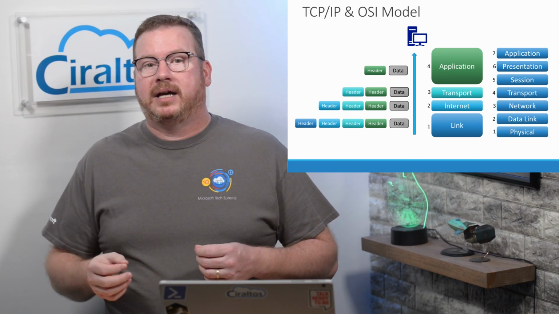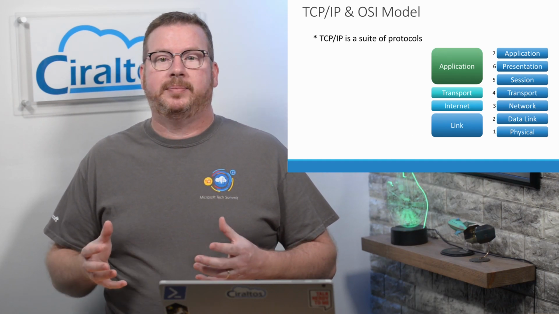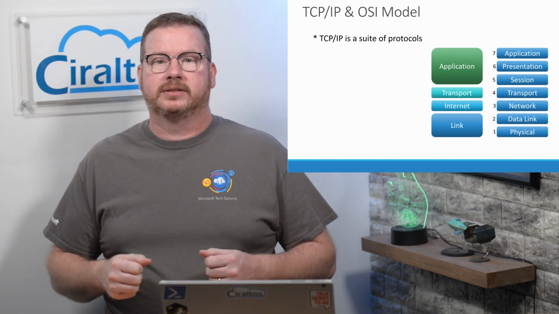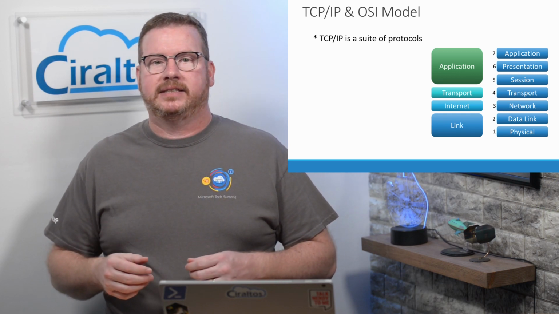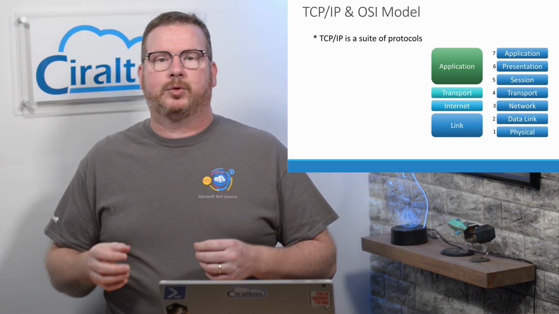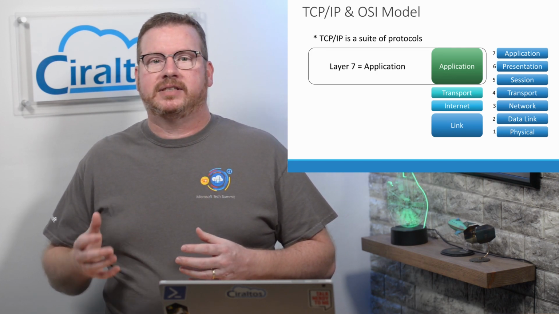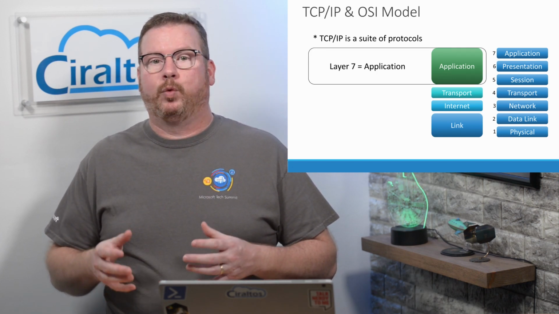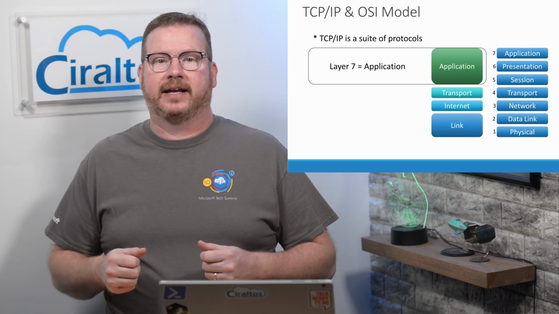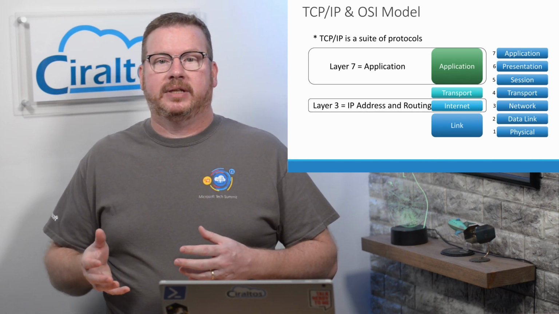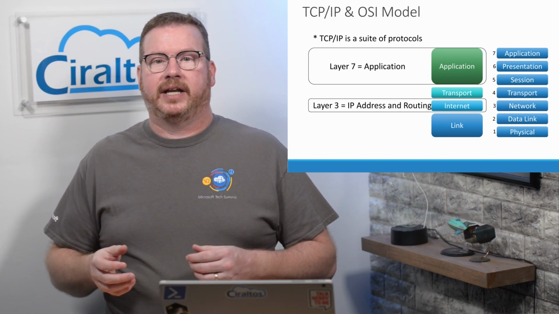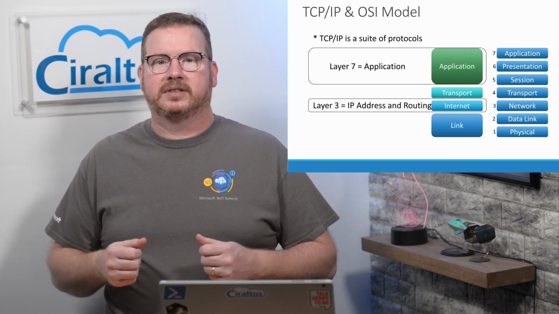Here's the takeaway. The OSI model is conceptual, while TCP/IP is a real suite of protocols. Although there are only 4 layers to the TCP/IP model, you'll often hear people refer to the OSI model in networking terms. For example, a Layer 7 gateway is a network gateway that works at the application layer of the stack. A Layer 3 device is limited to looking at the source and destination IP address, a router for example.